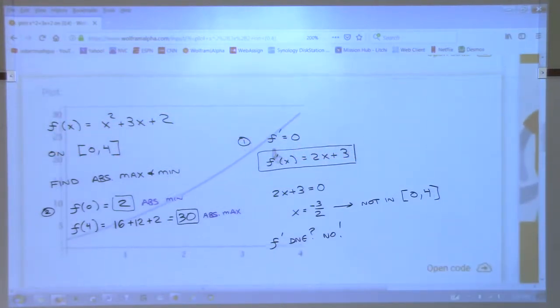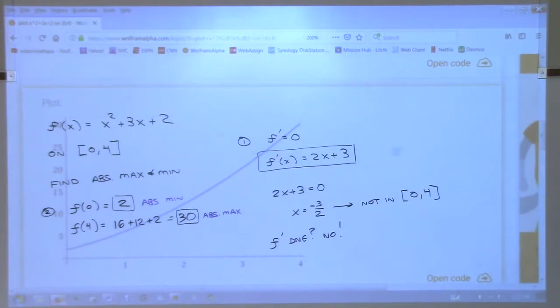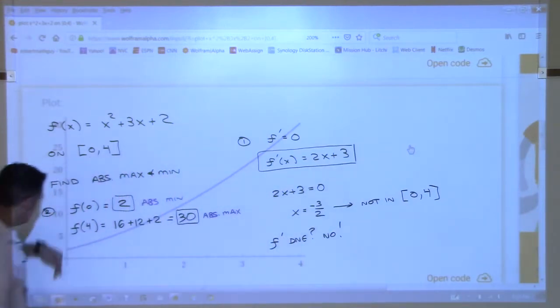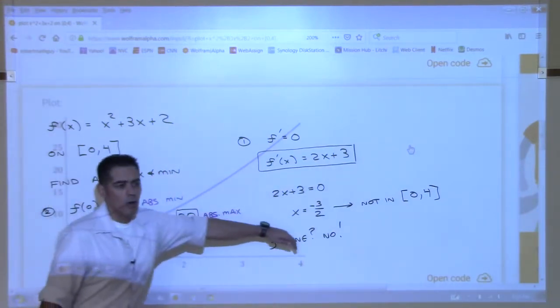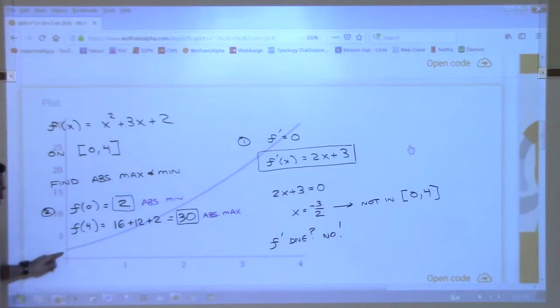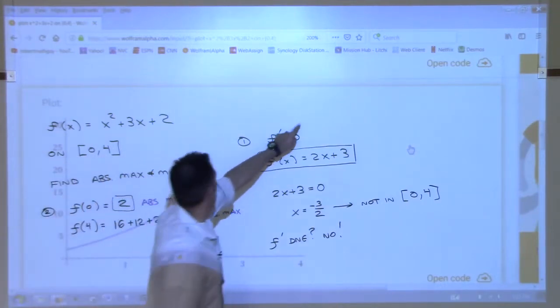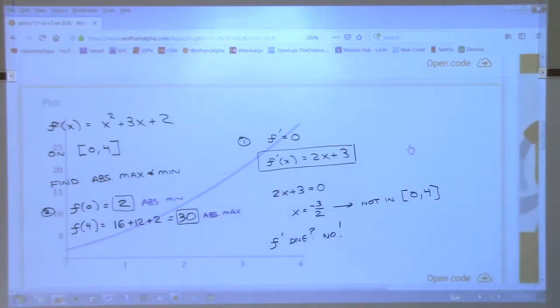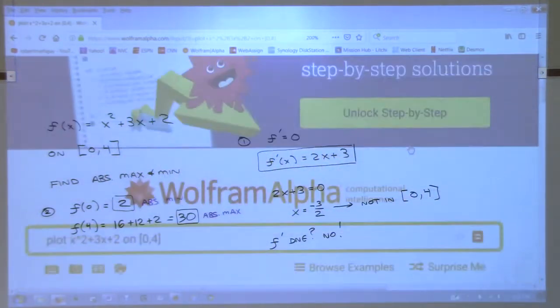Oh, there we go. Okay, here we go. There it is. Do y'all see it? This is the graph of that parabola from 0 to 4. So you can see that the lowest point happened here at the left endpoint, and the highest was over here at the right endpoint, up at 30, right? Yes? So those are y values, right?